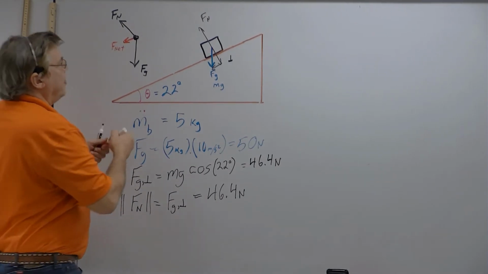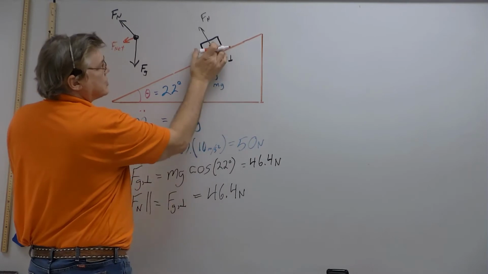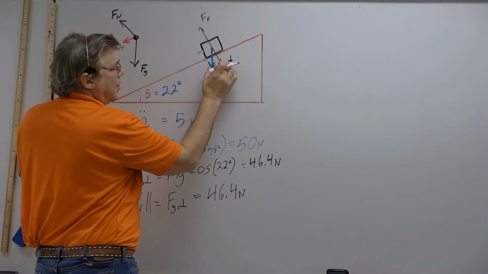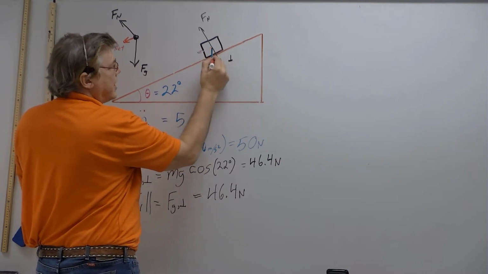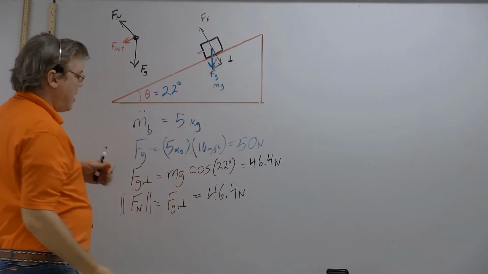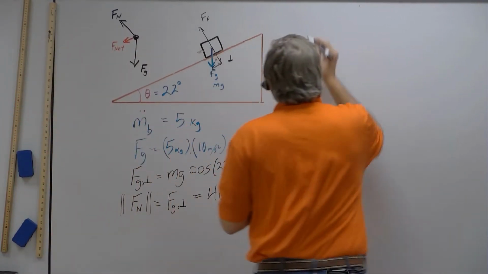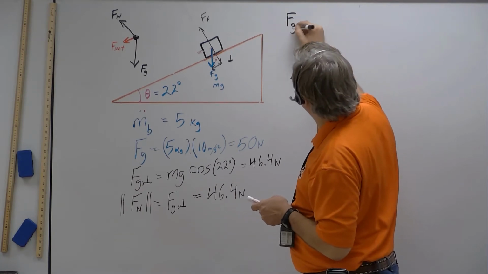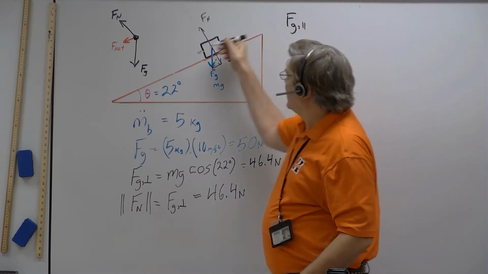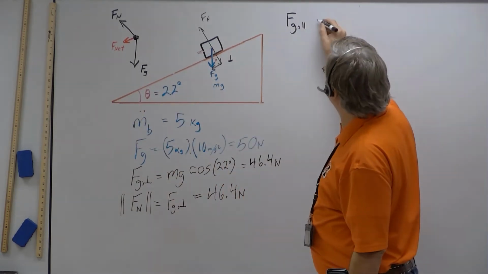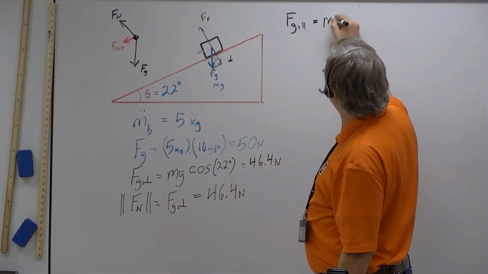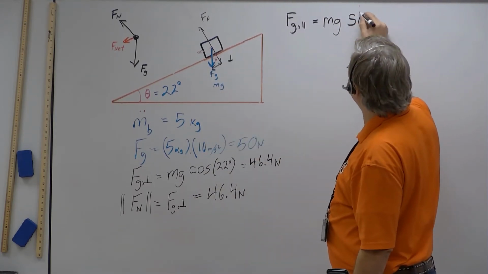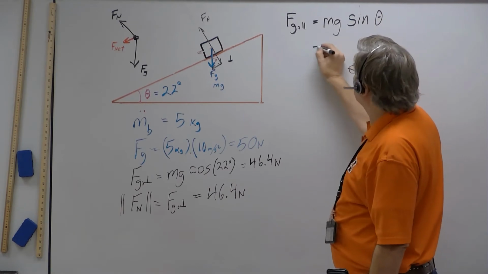Well, that net force going down, if I just slide this down here, it's the opposite leg or the opposite end of our triangle from this angle theta. So that's our sine. So I'm going to start back up here and I'm going to say that the force of gravity parallel in that direction, parallel to the slope of the incline, is going to be equal to mg, that's the force of gravity down, times the sine of theta. So I'll just substitute in my numbers.